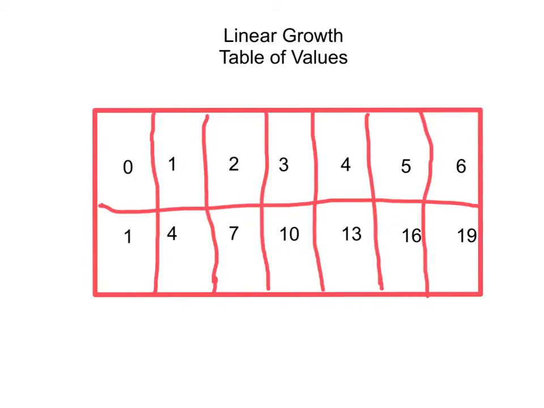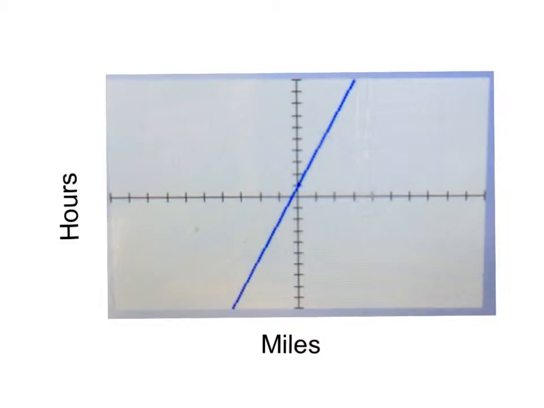This is the table for the recursive and explicit rule I described in the previous slide. If we start at 1, which means 0 is 1, and add 3, it will give you 4. Continue on 7, 10, 13, 16, and 19. This is the graph for the recursive and explicit rule and table of values I displayed in the previous slides. You can see that it is consistently straight, going up.